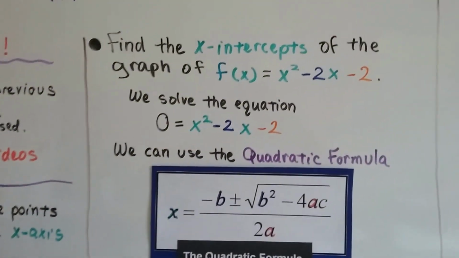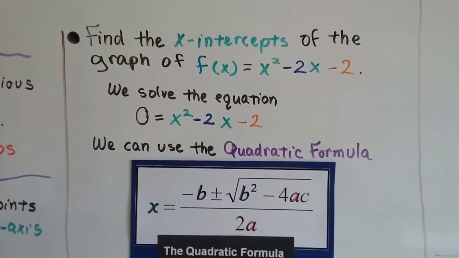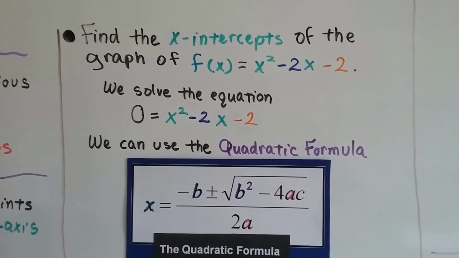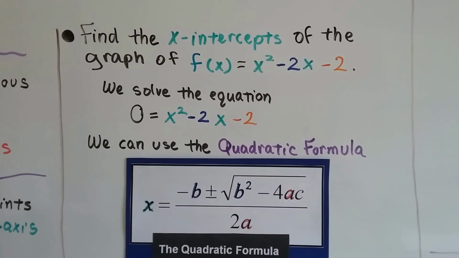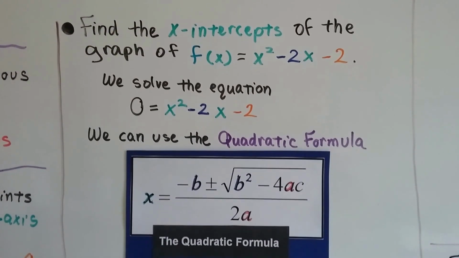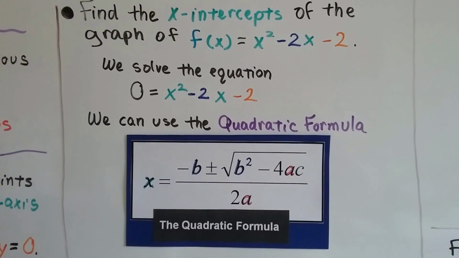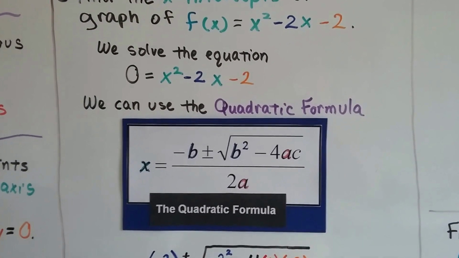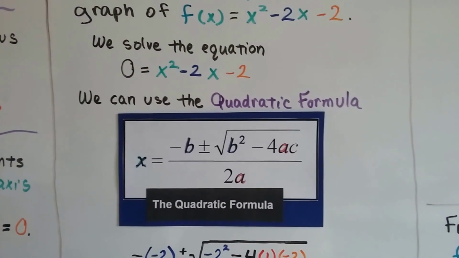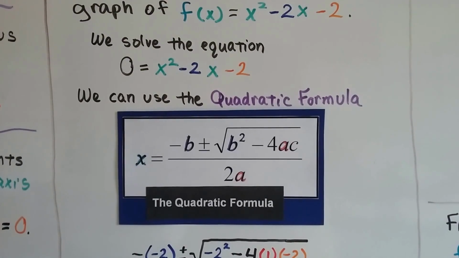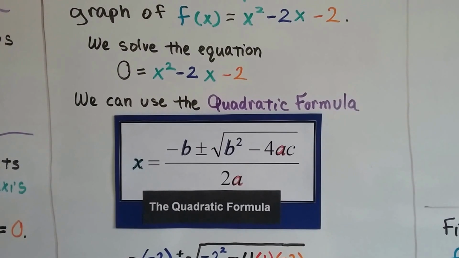So we can find the x-intercepts of the graph of the function f of x equals x squared minus 2x minus 2. We solve the equation 0 equals x squared minus 2x minus 2. We use the quadratic formula. So we know the discriminant is underneath that radical sign. It's the radicand, isn't it? It's the b squared minus 4ac.